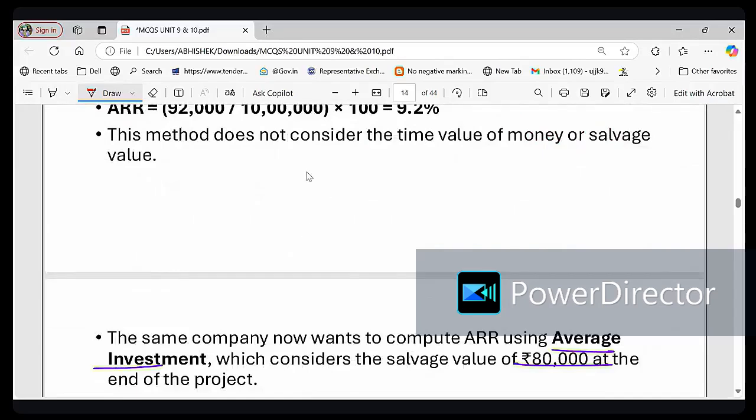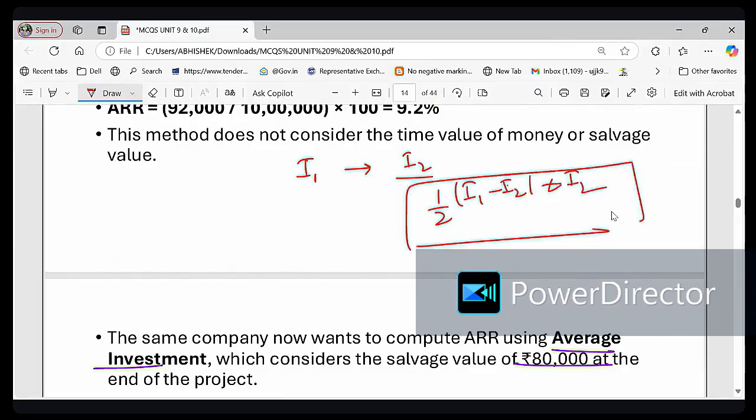So whenever you want to find the average investment, suppose initially they have invested I1, right? And the salvage value is suppose I2. So half of I1 minus I2 plus I2, right? This is the average investment formula. This is how you will calculate the average investment.